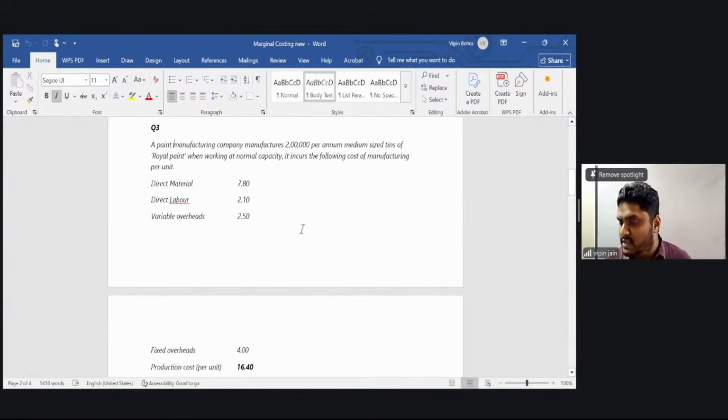So let's start with the solution. We have to prepare the quarterly data because the question is asking whether the plant should be shut down during the quarter or not. So we have to take the quarterly figures now.